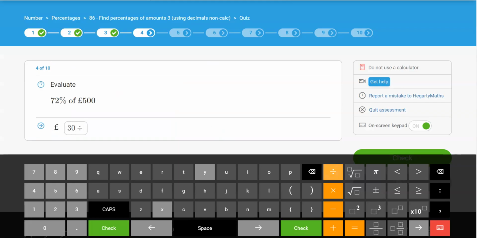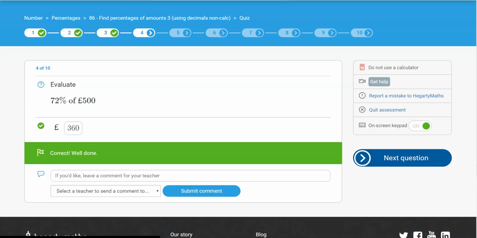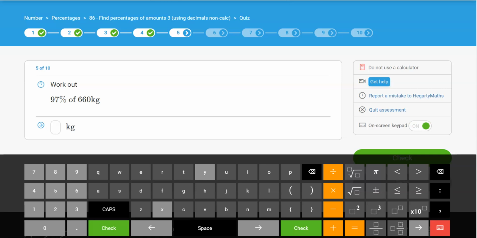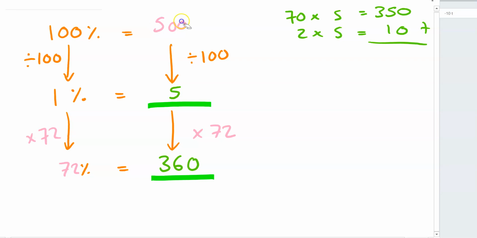Oh, missed the 6. Right, 660 and the percentage is 97. Again, only the pink bits are going to change for the question. So it's 660 and 97%.